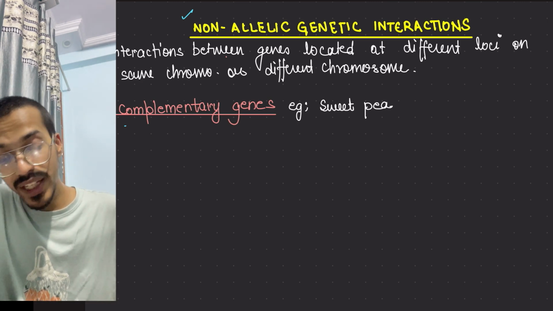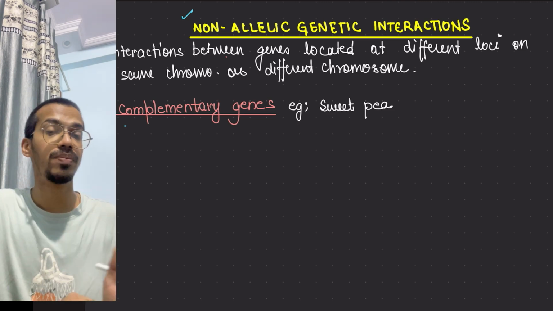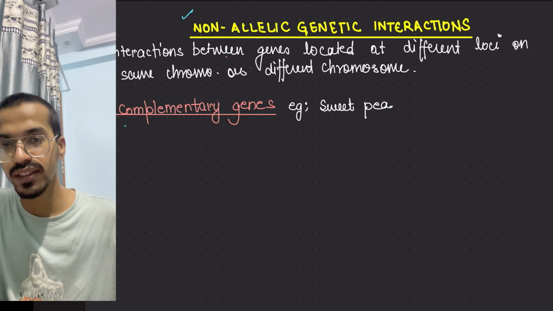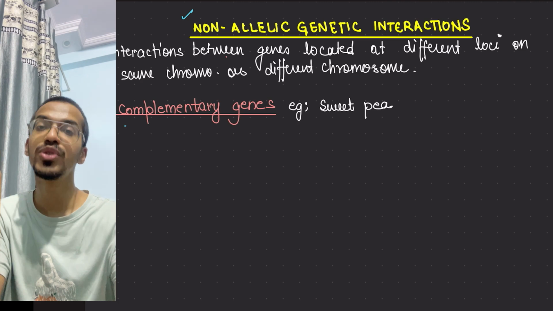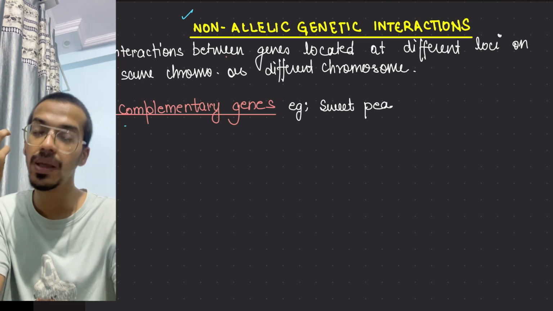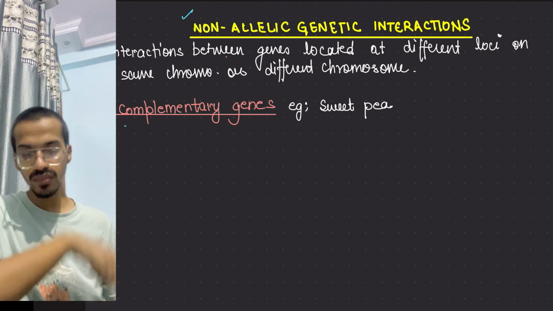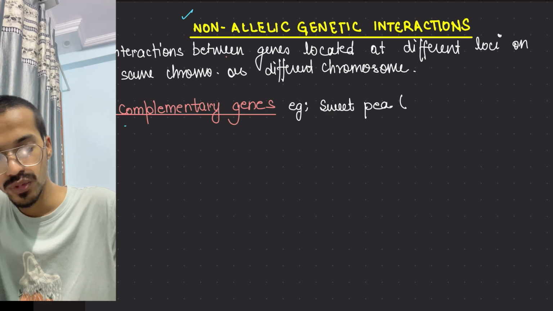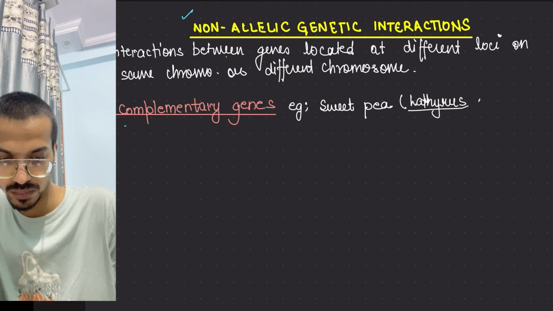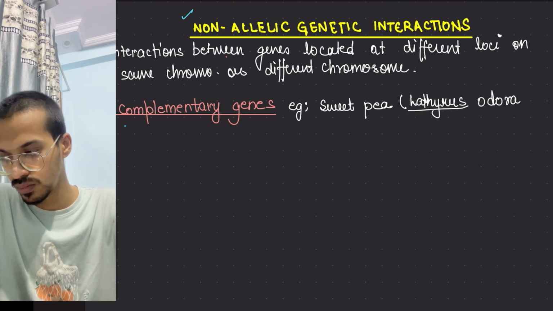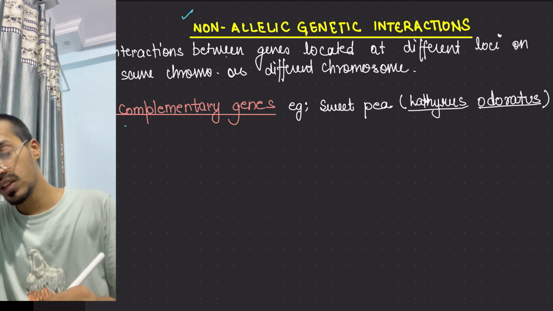So in sweet pea, what happened? Purple colored flowers are formed. Now to form purple colored flowers, two genes are acting together. Let's say one gene is C, the other is P. When capital C and capital P are present together, it will give the purple color. Or else if they are not present together, they will give white colored flowers. So we're going to write what is happening in detail.